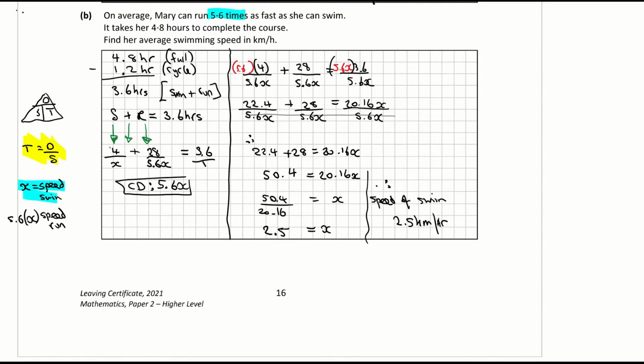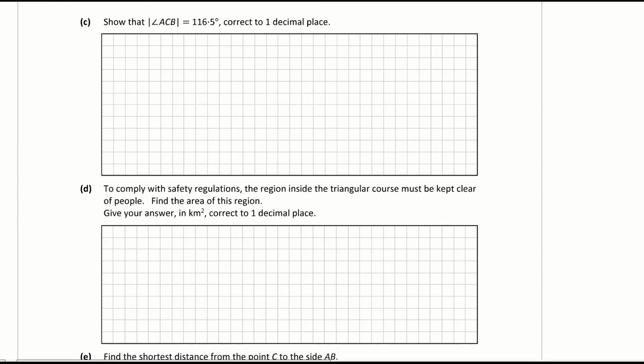Looking now at part C. Show that the angle ACB is equal to 116.5 degrees. Give your answer to one decimal point. So the first thing I'm going to do here is sketch out my triangle rather than moving back and forth to the top of the page. So we have C, A, and B. Filling in what I know, that was 4 kilometers. We had 28 kilometers, and we solved that to be 30 kilometers.